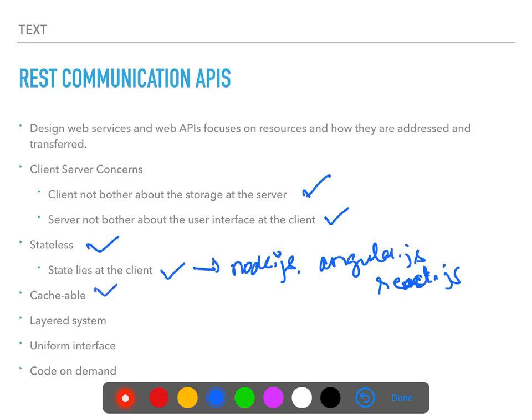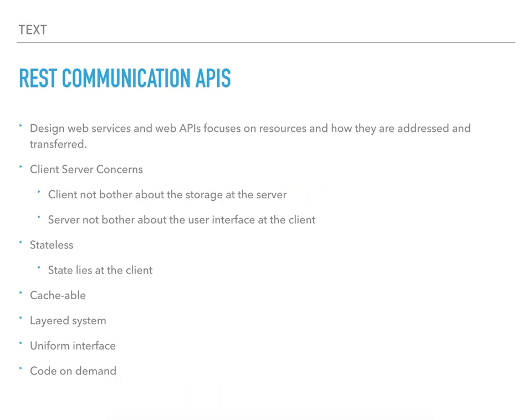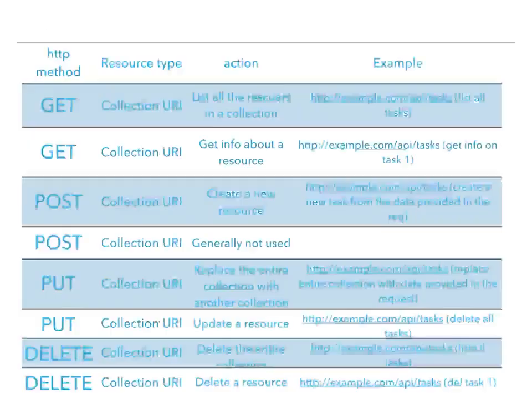It is cacheable, so most of the requests between client and server can be cached. It is a layered system, so it works layer by layer. There is a uniform interface, so across devices it will have a uniform interface. Code on demand means whenever you need to access the source code, it can be provided to you on demand with the help of JSON, JavaScript Object Notation. So this is one of the best communication APIs available for IoT.